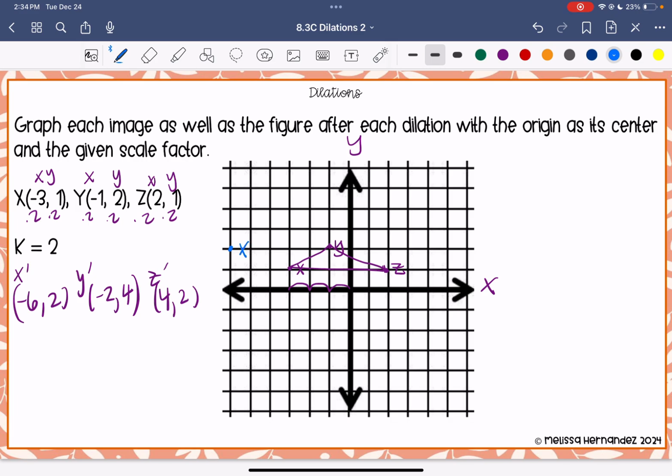So I'll mark this as x prime, -2, four. That would be my y prime. Now I'm left with 4, 2, 1, 2, 3, 4. The second triangle is known as the image, and it did get bigger, so we know that we did it correctly. All right, so let's go to another one.